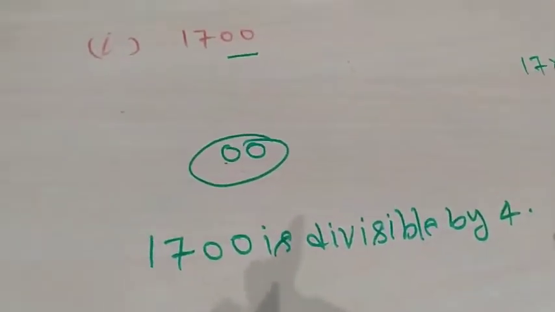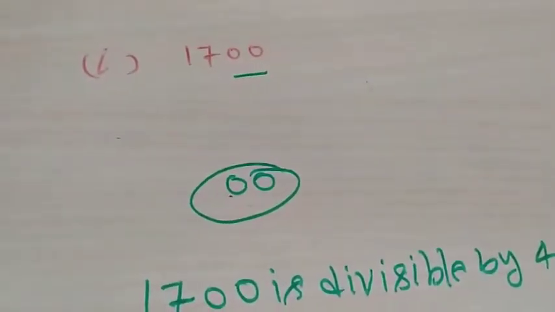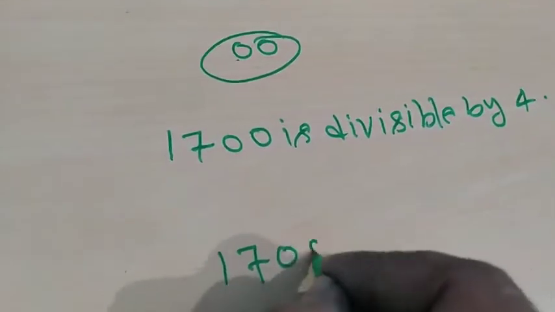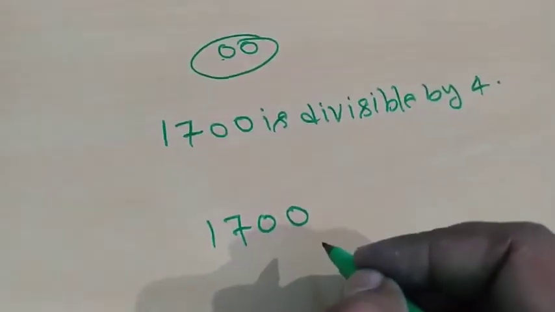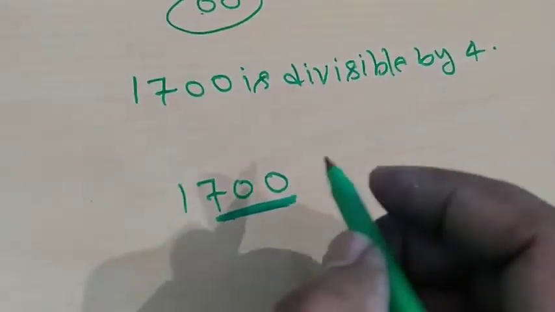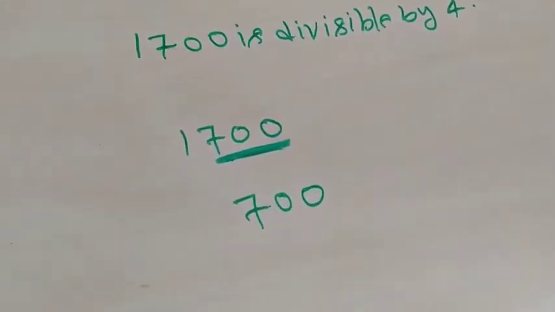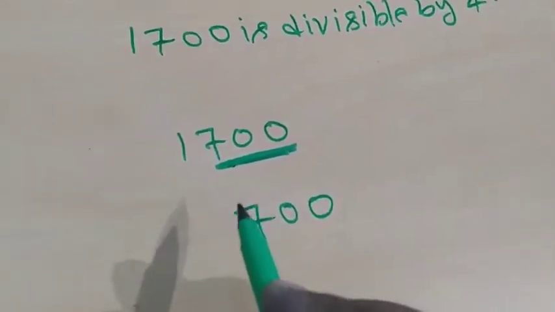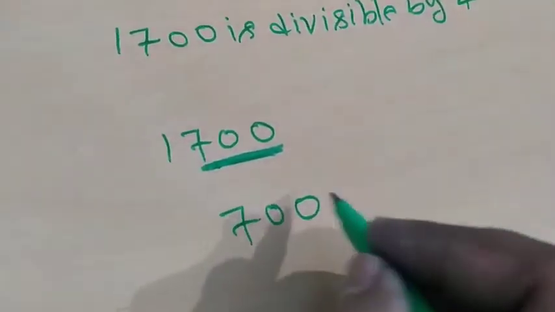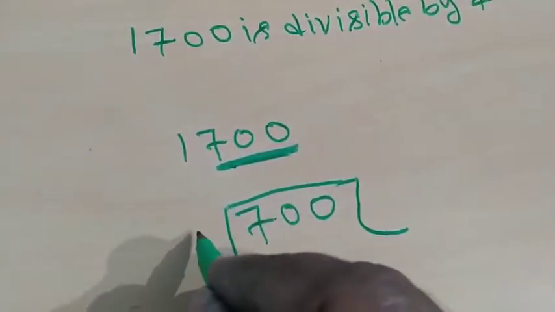Now we check whether this number is divisible by 8 or not. This is our given number, 1700. For divisibility by 8, we check the last 3 digits. The last 3 digits are 700. If the last 3 digits are divisible by 8, then the given number is divisible by 8. So for this we divide 700 by 8.